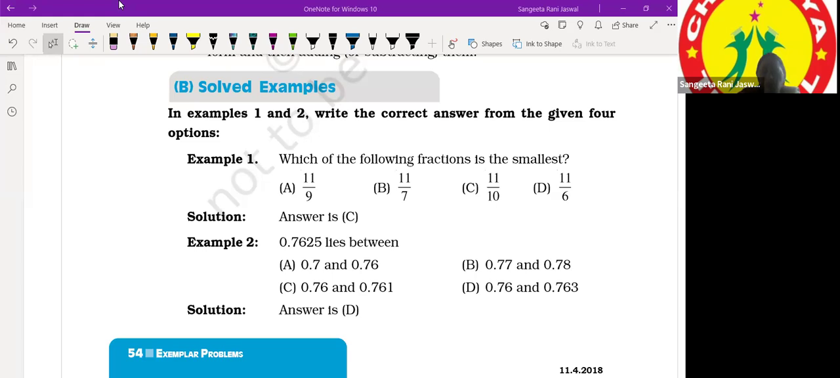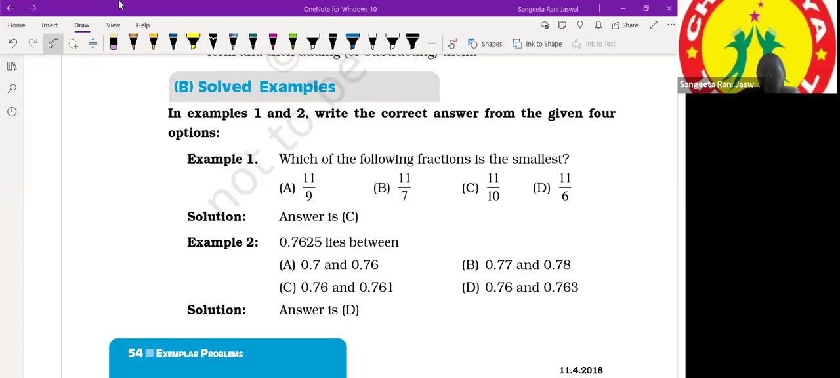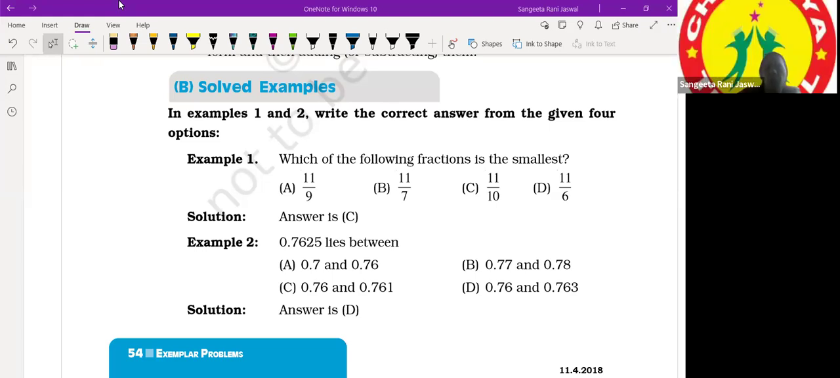0.7625 lies between which two numbers? Check out, then 0.761, 0.763. Which one? Tell me the option. Don't just see this option, just verify the answer with whatever you feel is right. Okay, so 0.76 and 0.761. Here this is 0.76 only. So it lies between 0.76 and 0.763. Yes, it's 25, no?